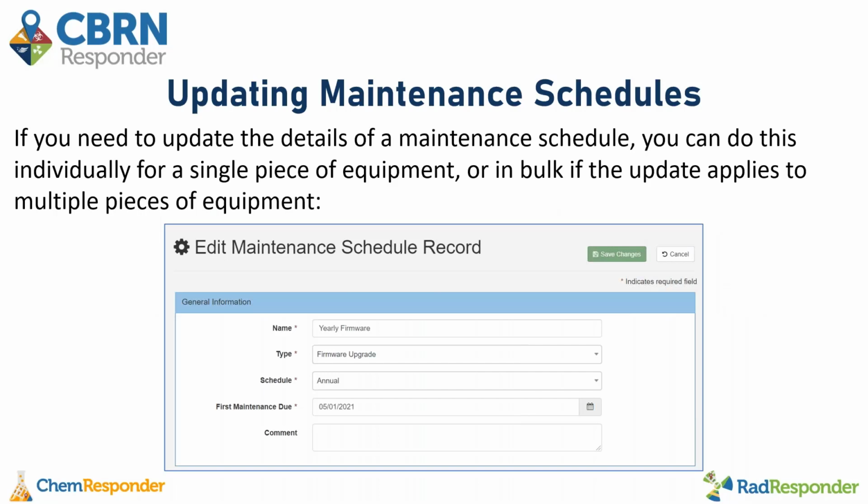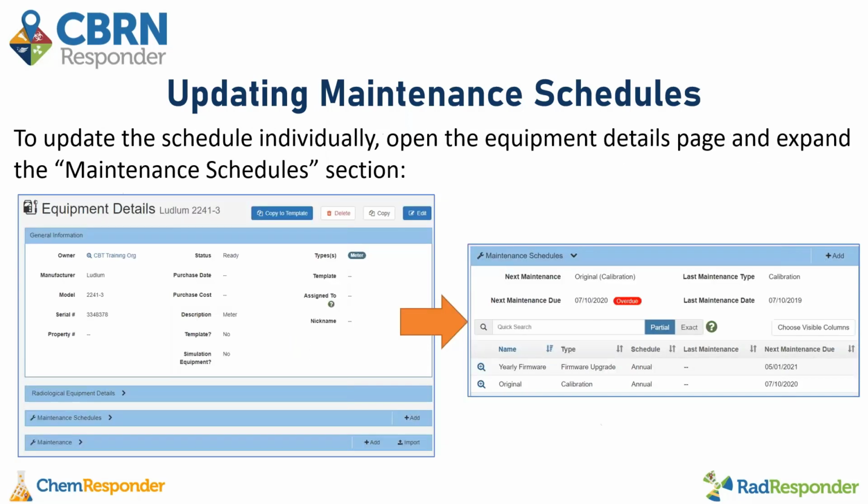If you need to update the details of a maintenance schedule, whether that be the name, the type, the schedule, anything about it, you can do this individually or in bulk, like I mentioned earlier. To update it individually, you'll just go to that equipment details page and expand the maintenance schedule section to see all of the maintenance schedules applied to that piece of equipment.